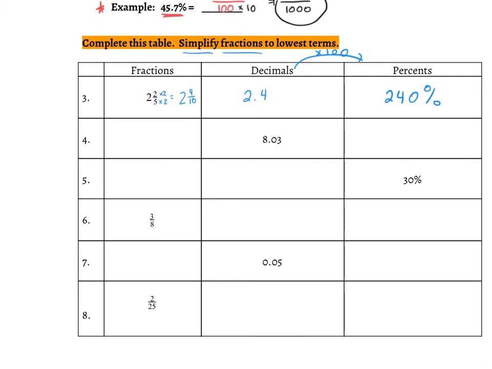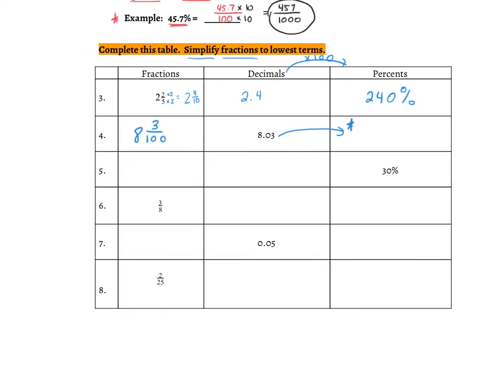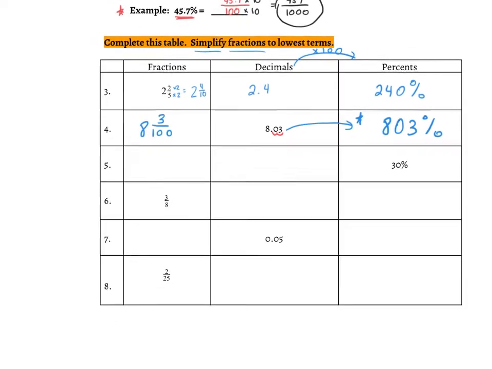My next one, 8 3/100. So I'm going to write it how I read it. 8 3/100. What did you get now? Let's go the other way. What did you get when you made 8 3/100 to a percent here? You should have gotten 803%, because it's like we moved that decimal once, twice over.